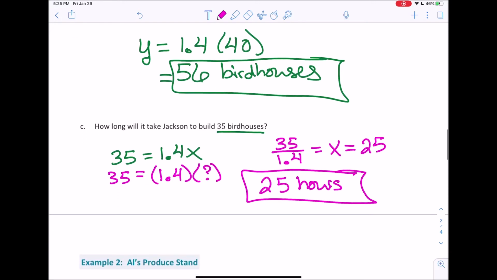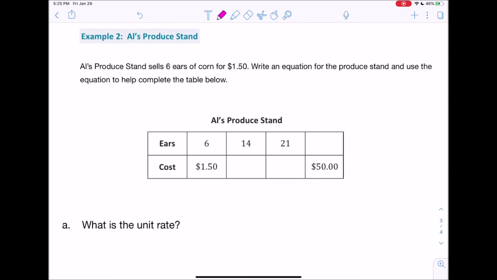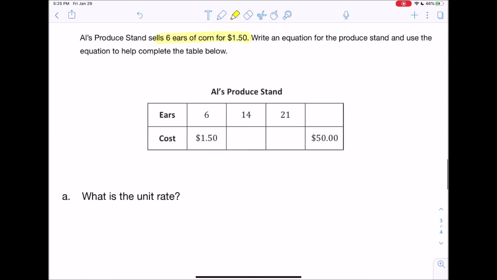Let's take a look at another example. Here we have Al's produce stand. Now, Al's produce stand sells 6 ears of corn for $1.50. Okay, write an equation for the produce stand and use that equation to help you complete the table below. So, first question's asking, what is the unit rate? Okay, well, we know that the unit rate equals K, and K, the unit rate, is Y divided by X.